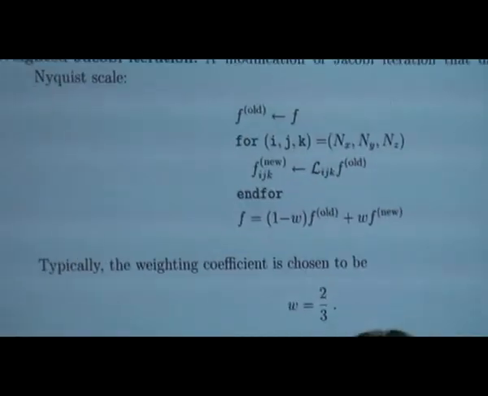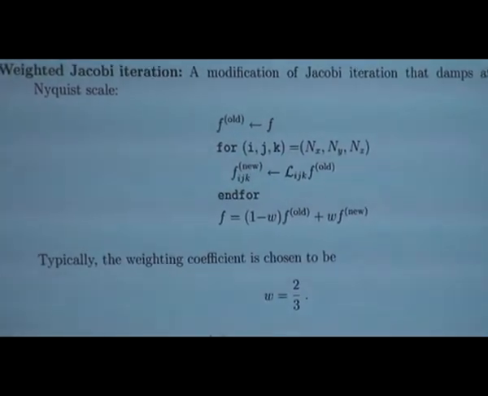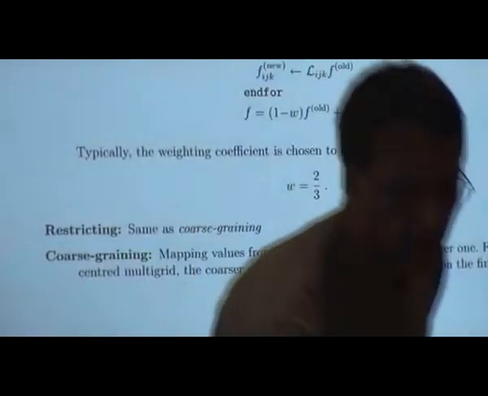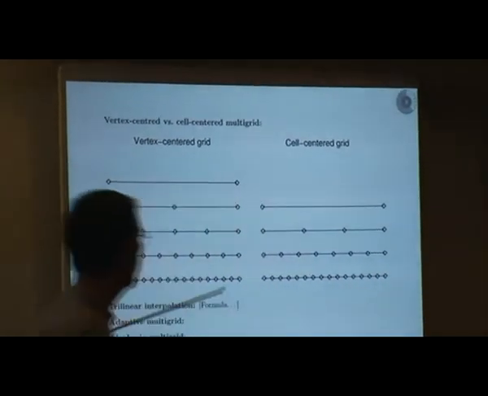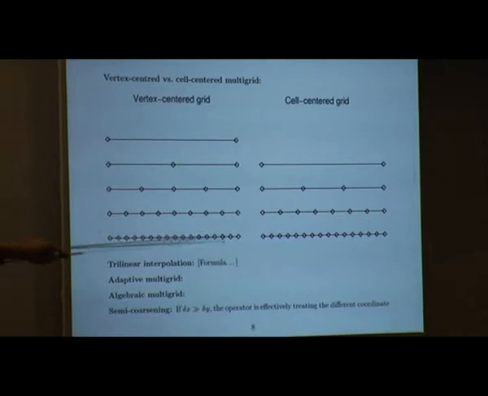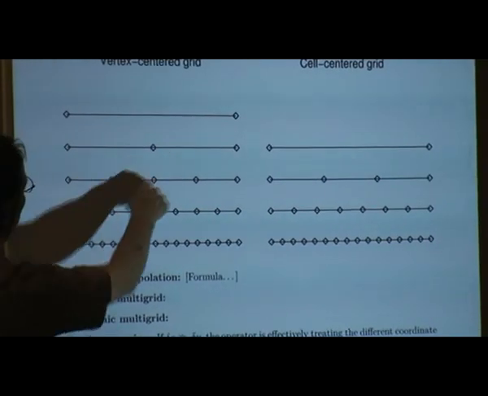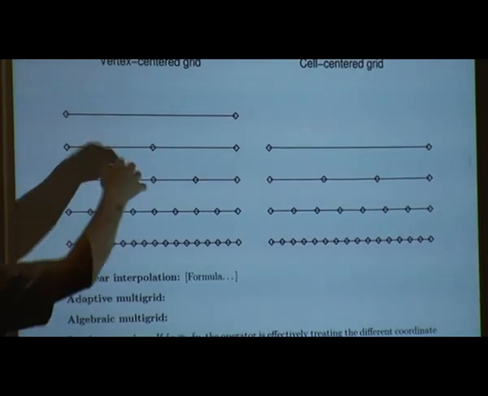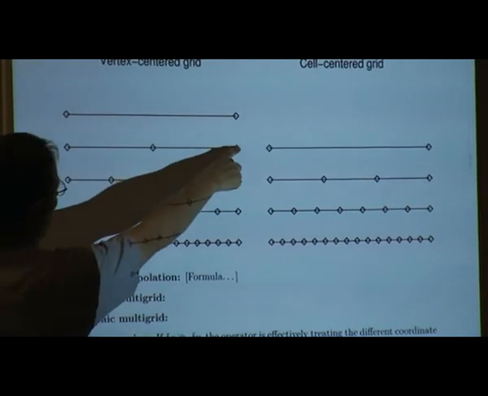Now, coarse graining or restricting, or I think there was an even weirder name for that, basically means we go from the finer grid to the next coarser grid. So imagine we have values here, here, here, here, and here, and we want for the coarser grid the value here, and the value here, and the value here.